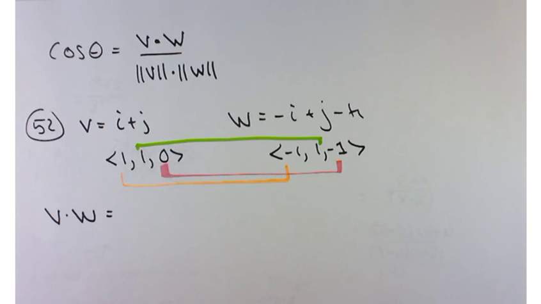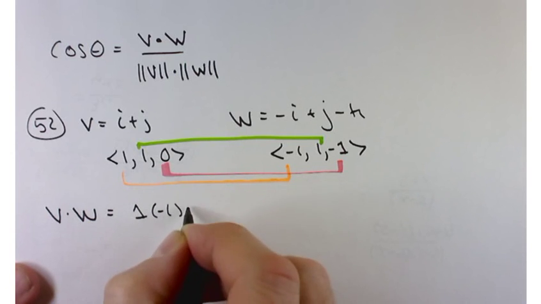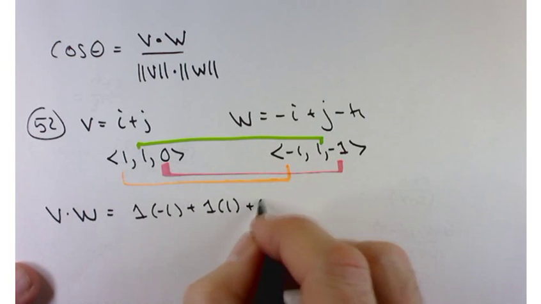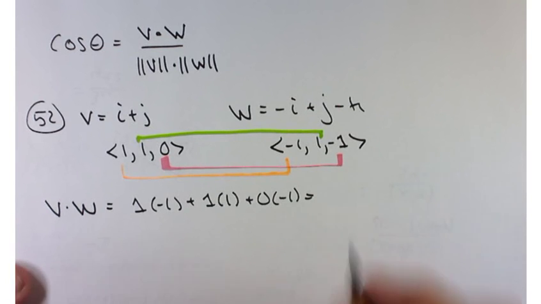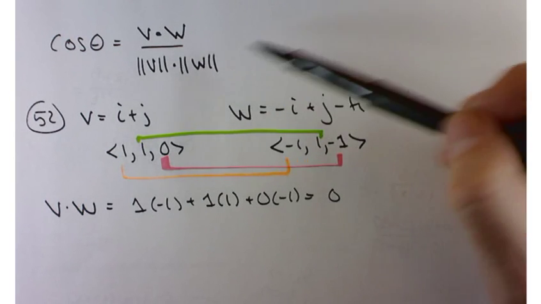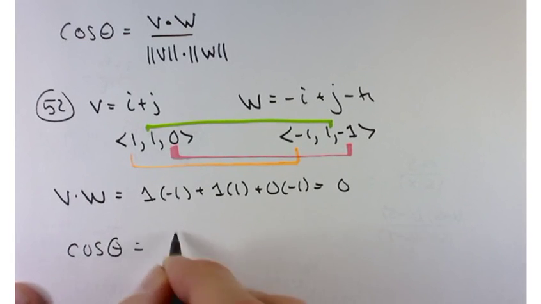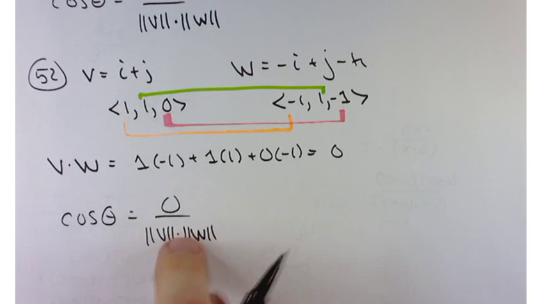So let's see what that looks like. This is going to be your dot product: 1 times negative 1 plus 1 times 1 plus 0 times negative 1. What do I get for the dot product here? 0. Does it matter what the lengths of each of these vectors are? No, because the cosine of theta is 0 divided by the length of v times the length of w. Whatever these are, they're not 0. 0 divided by this is still going to be 0.